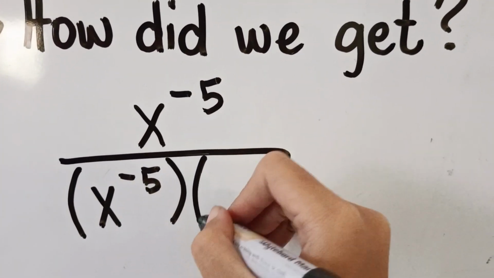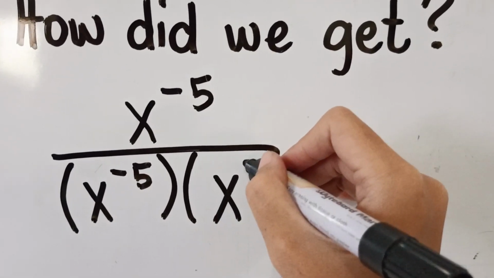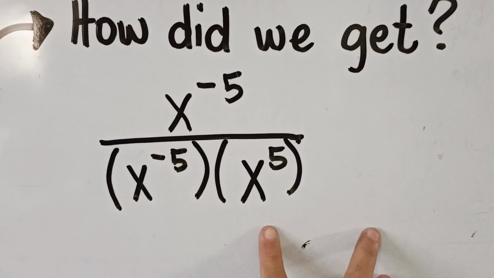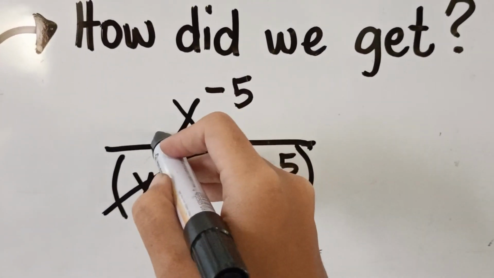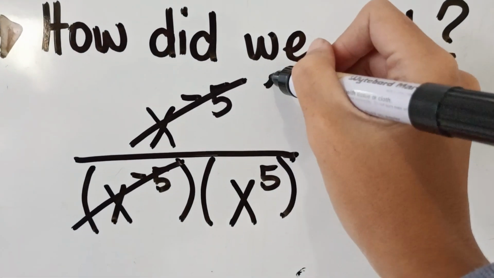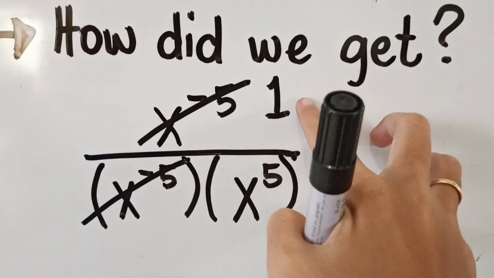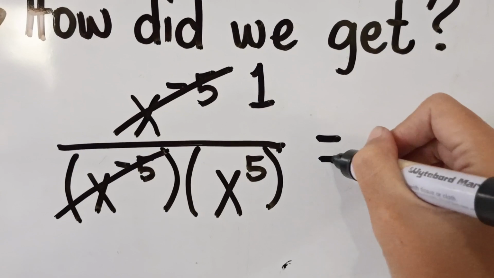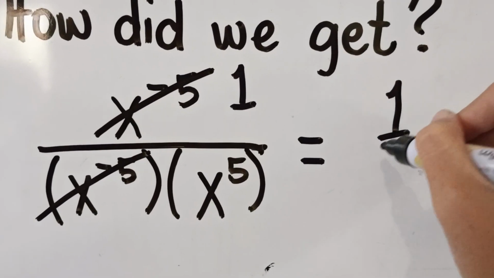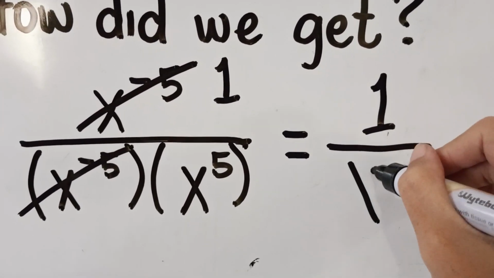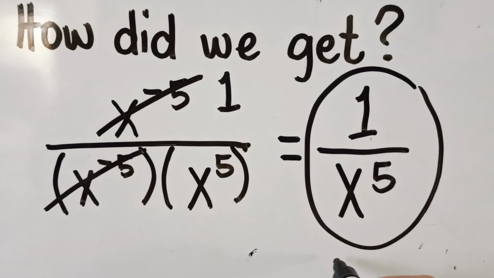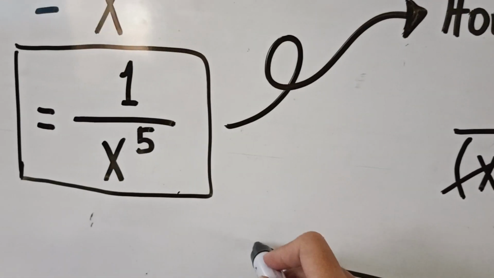So we have here at the lower part, quantity of x to the power of negative 5, multiplied by x raised to the power of 5. And then we're going to cancel out the x raised to the power of negative 5 since they are just the same. And the remaining one at the top is 1. So all we need to write is 1 as numerator. Then at the lower part, the remaining one is x to the power of 5, which is the final answer that we have here.